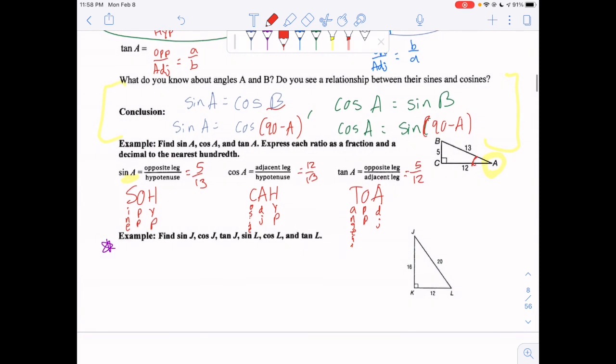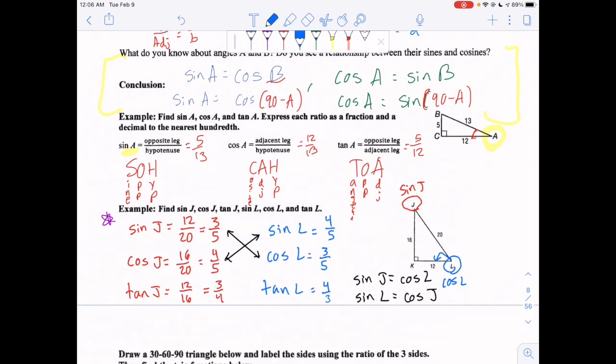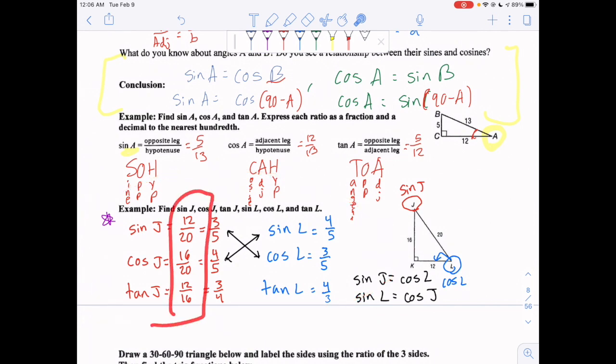Why don't you guys hit pause here and do this example on your own, and then we'll come back and check. All right, guys, so please check your answers here. Keep in mind, you do want to simplify your fractions when you are solving for the ratio of the sides, because they're still fractions, so just simplify that. And just a little reminder how sine J and cosine L equal the same thing, and same with cosine J and sine L.